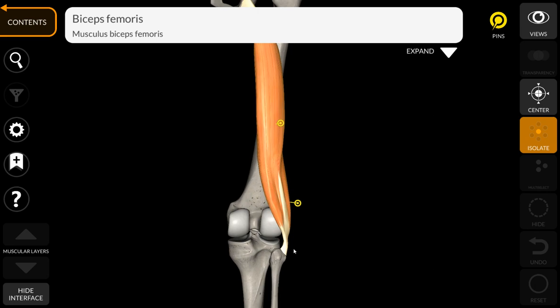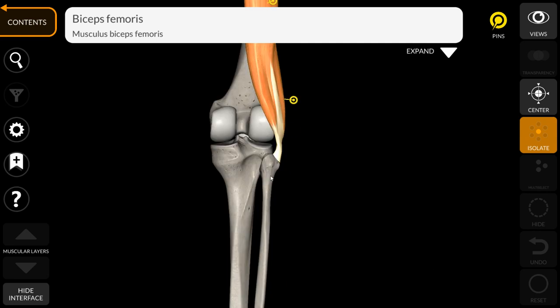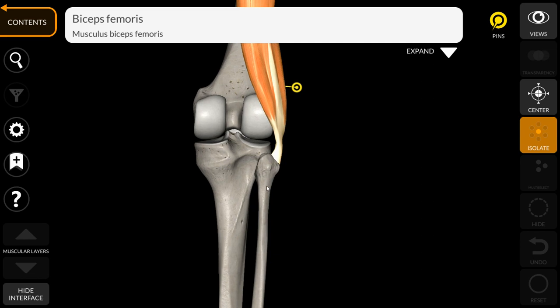This muscle crosses your knee joint posteriorly, moves laterally and attaches to which bone, class? The fibula, very good. Specifically, the head of the fibula. Please remember, because the biceps femoris sits laterally, it attaches to the fibula, which is the lateral bone. So the biceps femoris inserts into the lateral bone, the head of the fibula.